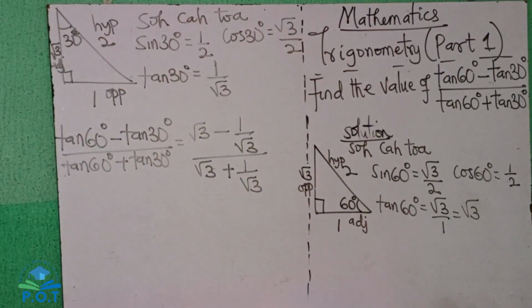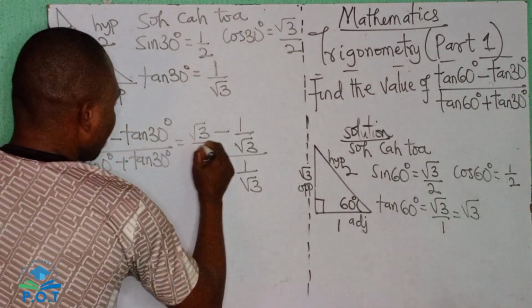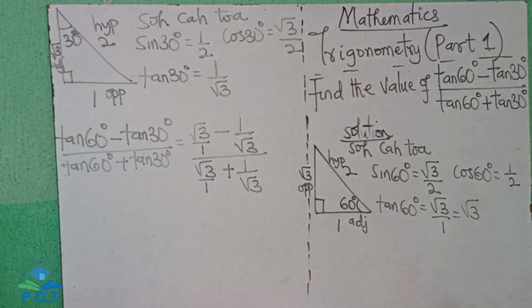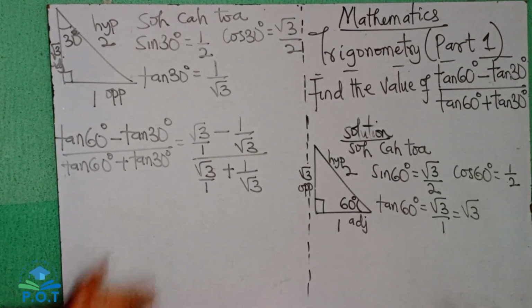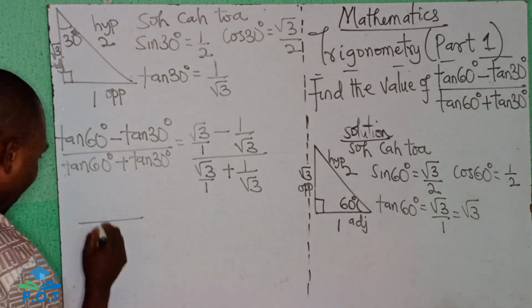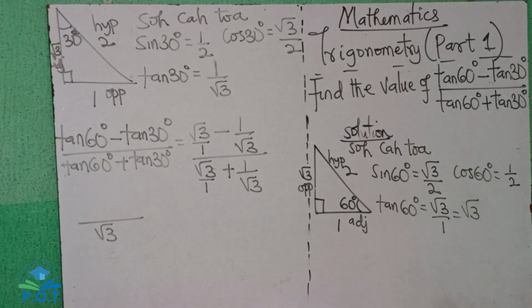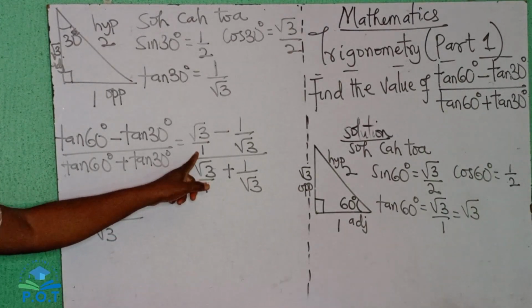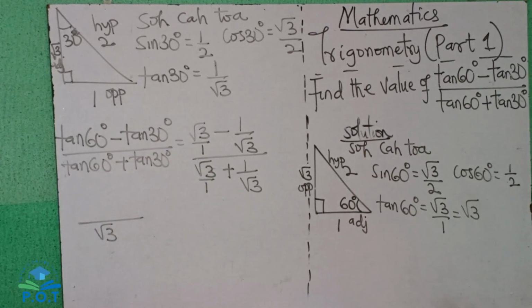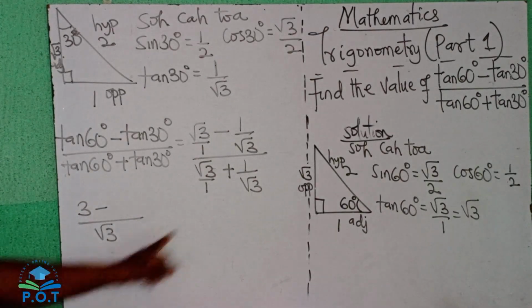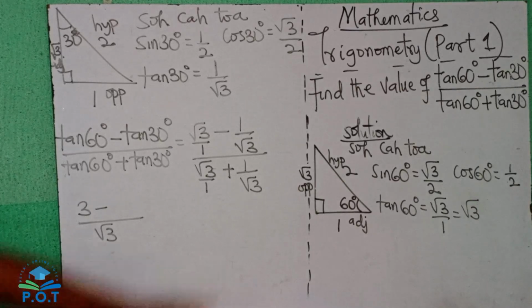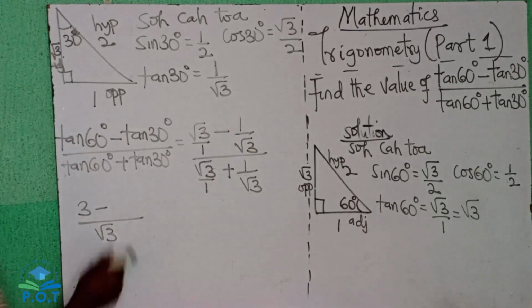Now, I can still write root 3 as root 3 over 1. So from here, I will find the LCM of 1 and root 3. What is the LCM of 1 and root 3? It is root 3. So I'm going to have root 3 here. Divide root 3 by 1 is root 3. Root 3 times root 3 gives us 3. Minus, if we divide root 3 by root 3, we are going to get 1. 1 times 1 is 1.